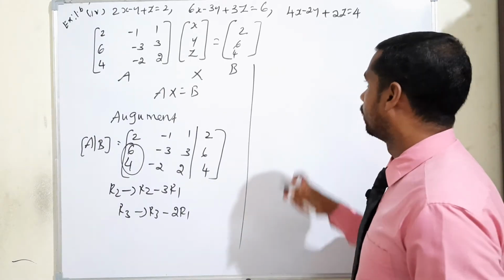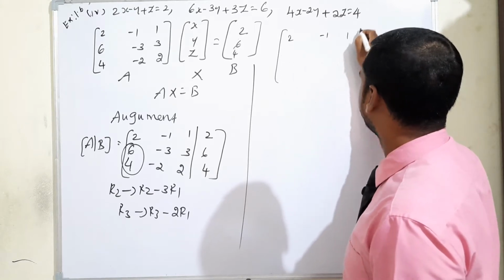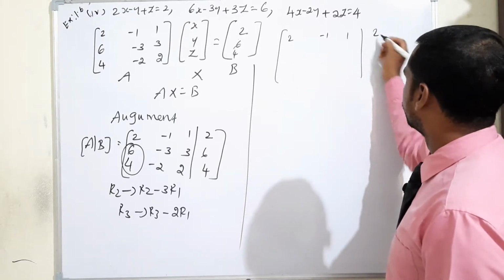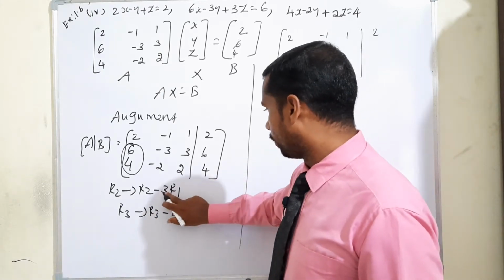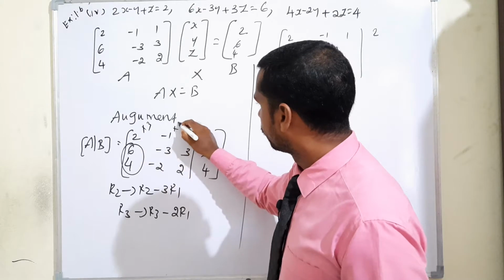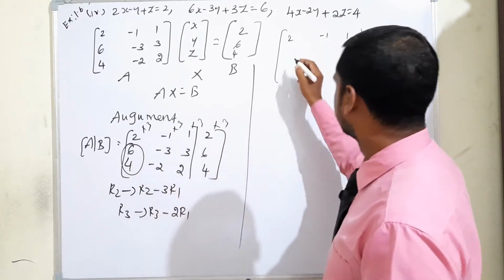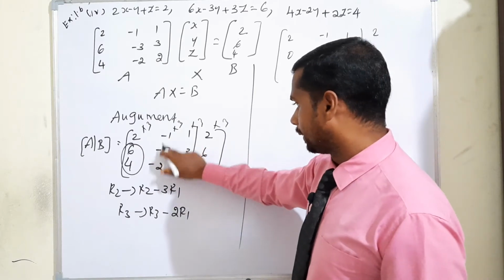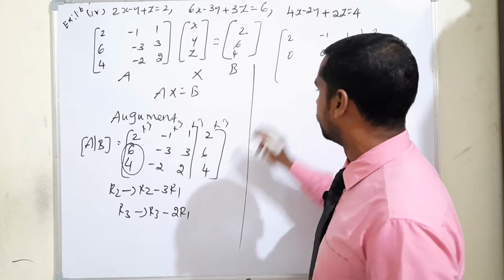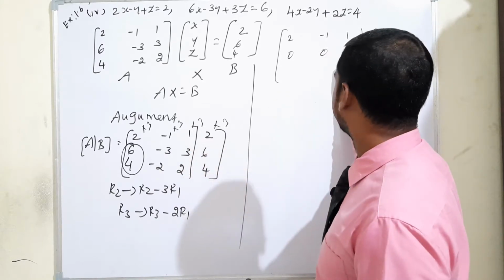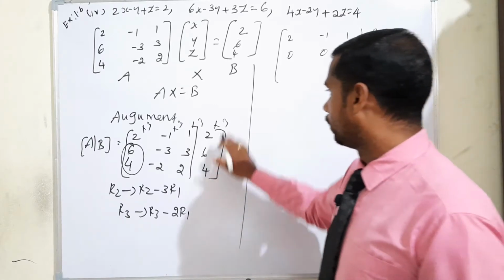R1 stays as it is, isn't it? What is the R1 row? 2, minus 1, positive 1, then 2. So each and every entry of row 1 is multiplied by 3, isn't it? 3, 3, 3, 3. So two 3s are 6. 6 minus 6, 0. Minus is there; here also a common minus, so minus into minus is plus. Minus 3 plus 3, the value will be 0. 3 minus 3, 0. Two 3s are 6. 6 minus 6, 0.